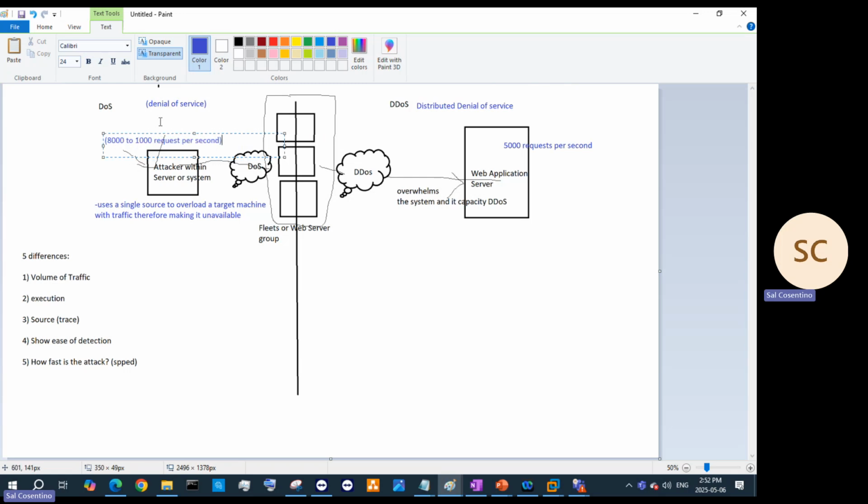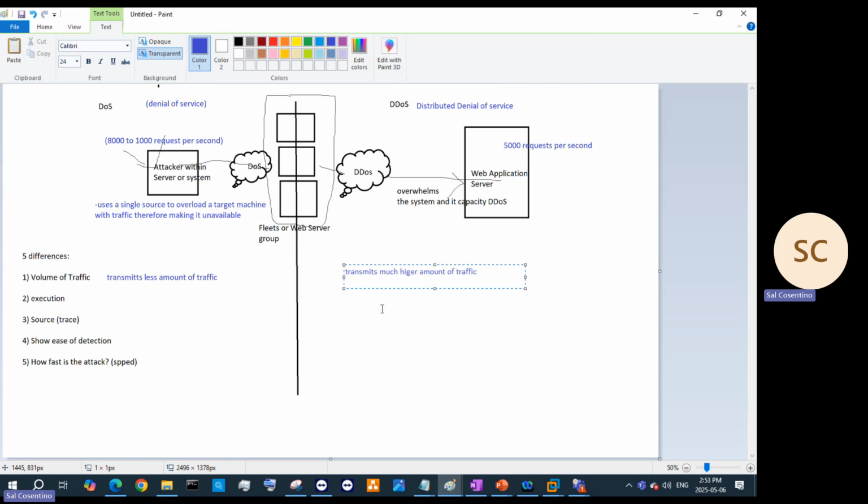So when we talk about the differences, we talk about the volume of traffic. When we talk about the volume of traffic, that is transmission. A DoS transmits a lesser amount of traffic, whereas our difference here in DDoS transmits much higher amounts of traffic to that fleet of systems, right?